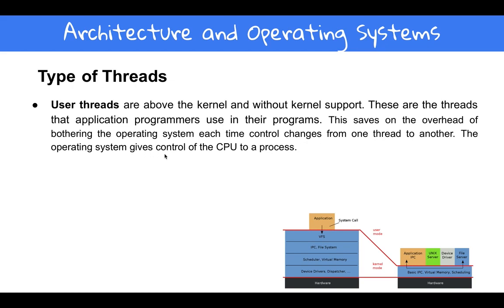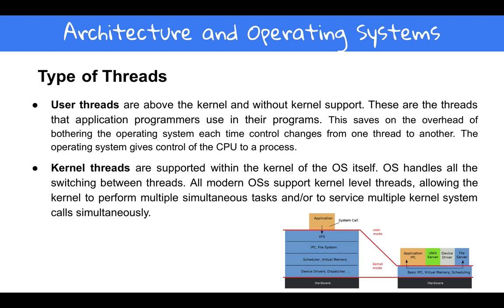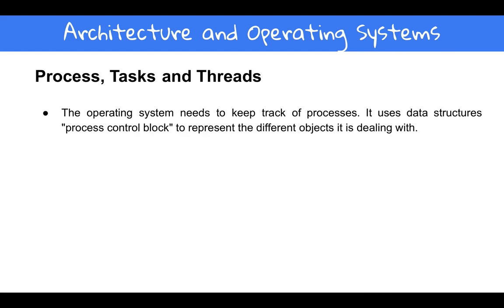The operating system gives control of the CPU to a process. The other type, which these days we use in most modern operating systems, is kernel threads. The kernel does the job. The operating system handles all the switching between the threads. All modern operating systems do that, allowing the kernel to perform multiple simultaneous tasks and service multiple kernel system calls simultaneously. So everything happens in the operating system, and it becomes very, very fast. I stop here and will go back to that in part 2 of this video.